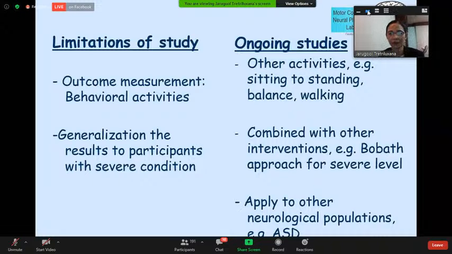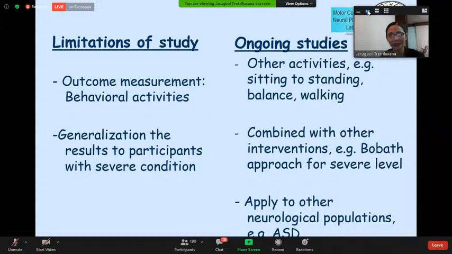But what we're doing right now is to expand it to locomotion, like balance, standing and walking. As you can see here, the population that can gain benefit from TMS combined with task-specific training would mostly be relatively mild to moderate stroke. But as we know, mild to moderate is only about 50% of stroke patients.